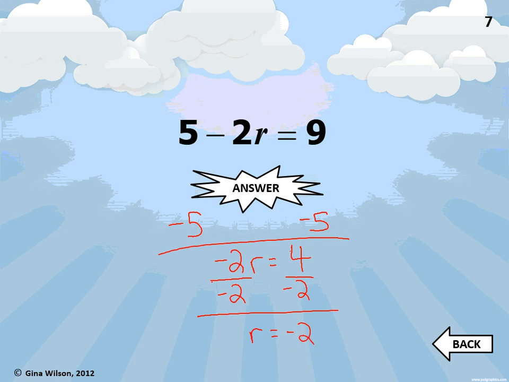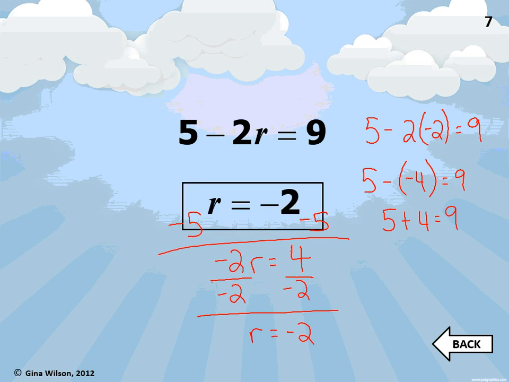Let's plug it in. 5 minus 2 times a negative 2 equals 9. So 5 minus a negative 4. 2 times negative 2 is negative 4, equals 9, which then means 5 plus the opposite. 5 plus 4 equals 9. So our answer is correct. r is equal to negative 2.